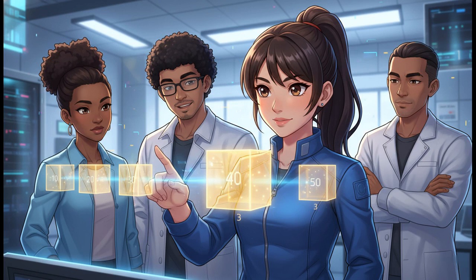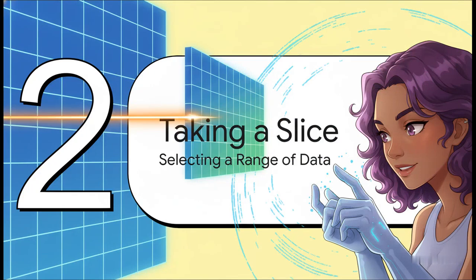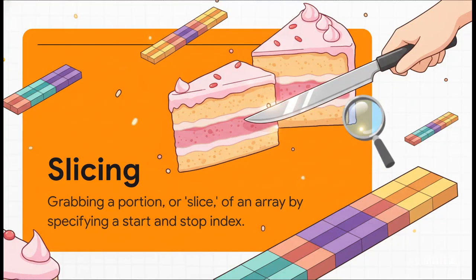See? Simple. All right, so grabbing one thing at a time is cool and all, but what if you need a whole chunk of your data, a whole range of numbers? Well, that's where slicing comes in. I mean, the name pretty much says it all, right? You're literally grabbing a slice of your array. The cake analogy is perfect.